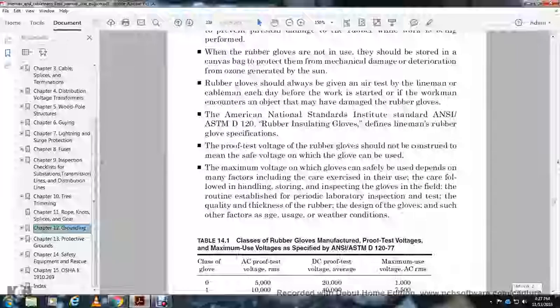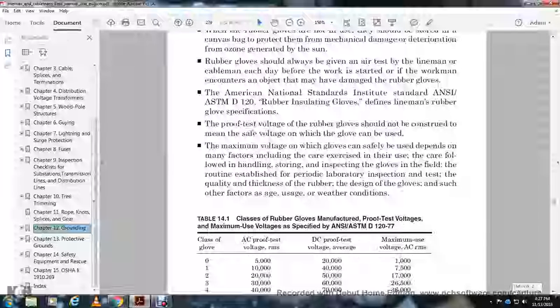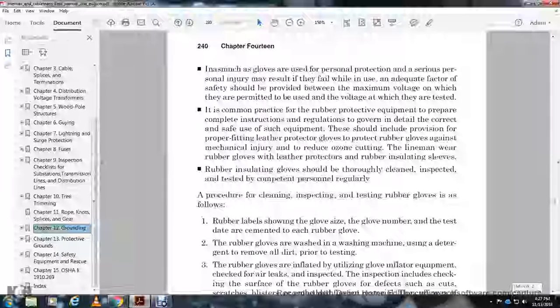Classified with the rubber glove is the manufacturer's proof test, and it is marked with the class of the glove: the AC proof test voltage in root mean squared, the DC proof test voltage average, and the maximum use voltage in AC root mean squared. As the glove is personal protection against personal injury that may result from failure of the glove, an adequate factor of safety should be provided between the maximum voltage at which they are permitted to be used and the voltage at which they are tested.